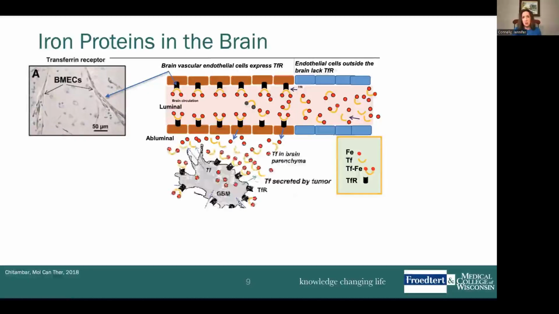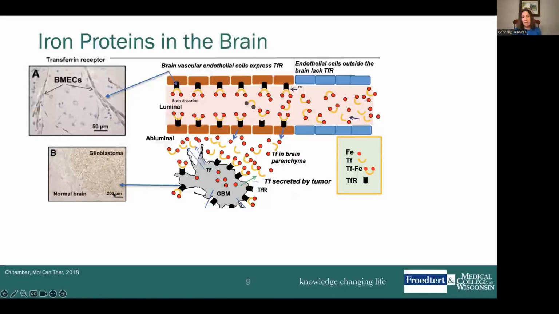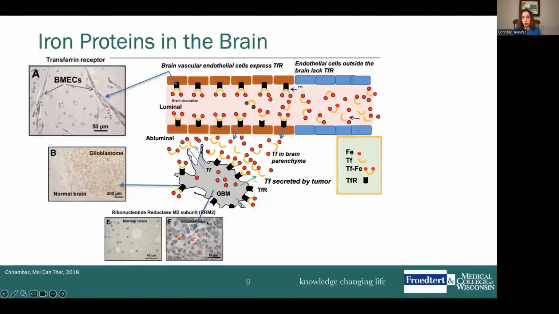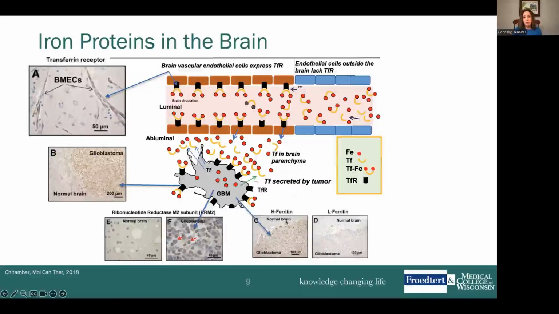And what this creates is sort of this perfect environment of a glioblastoma cancer cell looking for iron. So again, you have a cancer cell that wants iron, and the brain is rich in iron because of this transport system. We also confirmed that glioblastoma cells have that increased iron expression, but we looked at other iron biomarkers as well. So one of them being ribonucleotide reductase is also increased in glioblastoma. And you also have ferritin, H-ferritin and L-ferritin, which within the tumor cells here are upregulated.